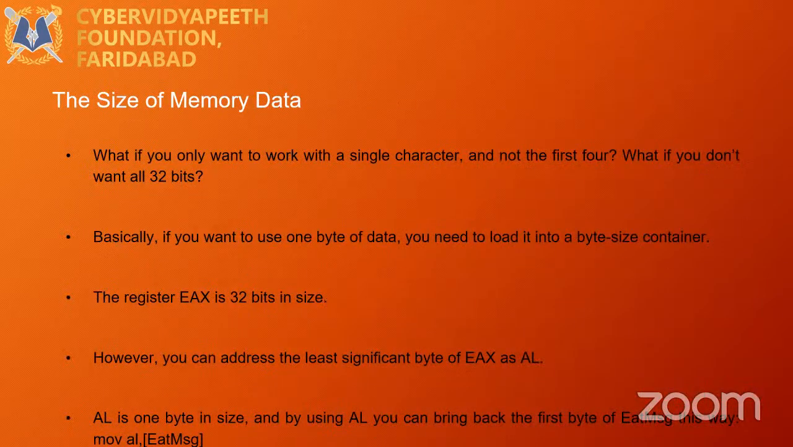Now the size of the memory data. What if you only want to work with a single character and not the first 4 characters or 8 characters? What if you don't want all 32 bits? Yeah, that is a fair question. Say you don't want to move 32 bits at once, right? You only want to move 8 bits at once. So the register EAX is 32-bit in size. However, you can use the least significant byte of EAX as AL. So if you go back to your register class and look at the register diagrams I had shown before, you will realize that each register has a smaller size counterpart, right?